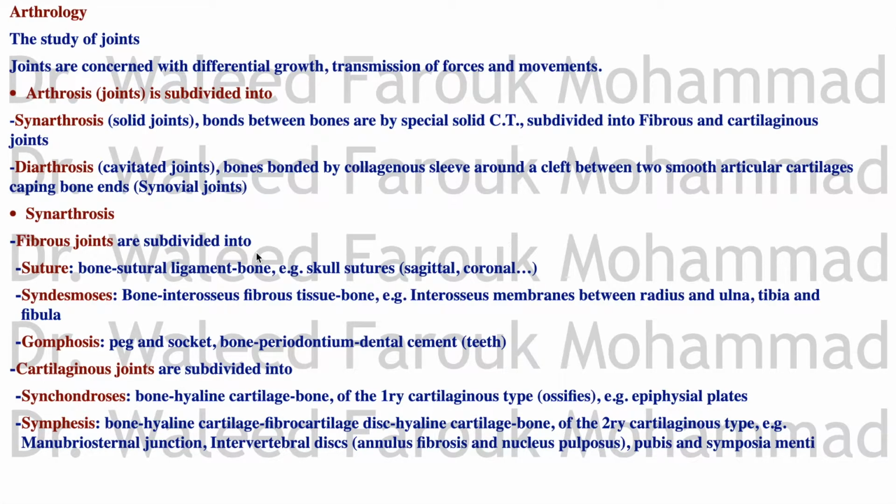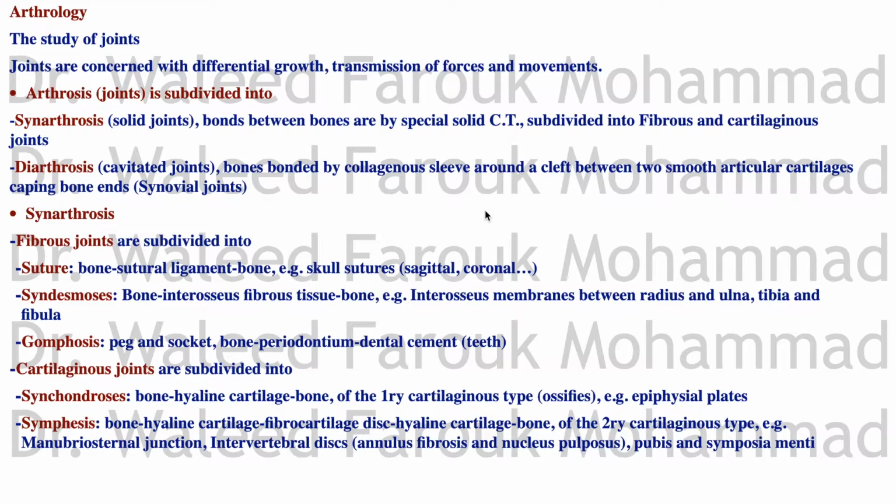Synarthrosis means solid joints, or joints with no or very little movement between the articulating bones, and they are composed of bones that articulate together by a special type of connective tissue which is solid, and they are subdivided into fibrous and cartilaginous joints, and we will discuss this later.